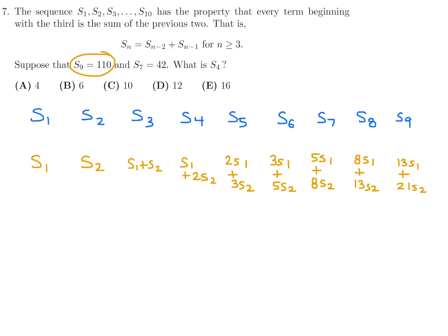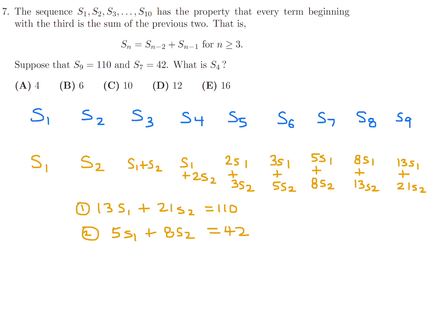So they gave me values for S9 and S7. So let's look at those. S9 is this guy right here, and they told me that is equal to 110. So 13S1 plus 21S2 is 110. And then S7 is another one they gave me, and that's this guy. So that means that 5S1 plus 8S2 is 42. So these are the system of equations we have to solve. I'll call this equation 1, and I'll call that equation 2.